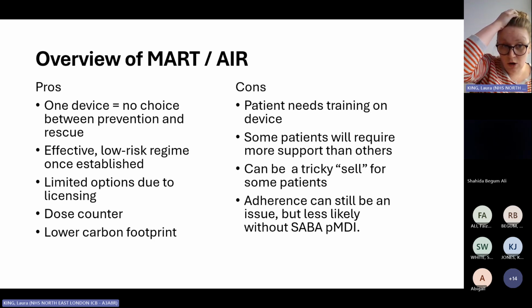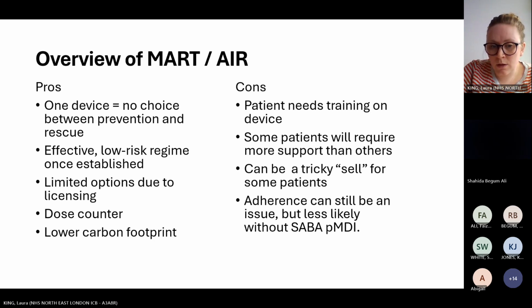I haven't even touched on the carbon footprint because we don't really have enough time, but a DPI is much lower carbon than a pMDI. And actually, if you look at the bigger picture, having well-controlled asthma is the best thing that our patients can do for the environment, because they're not adding lots and lots of carbon.